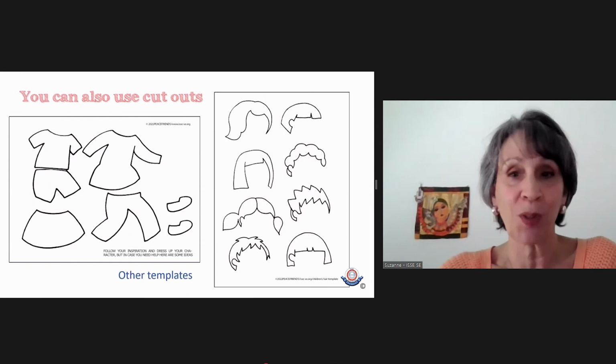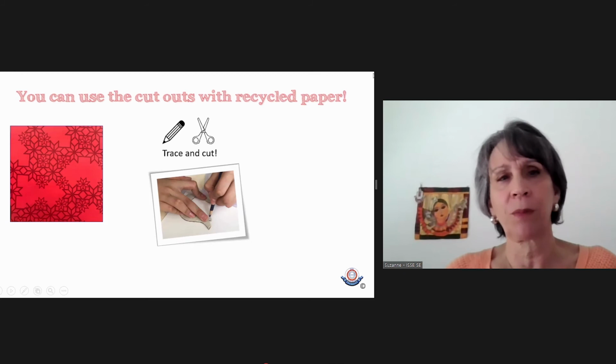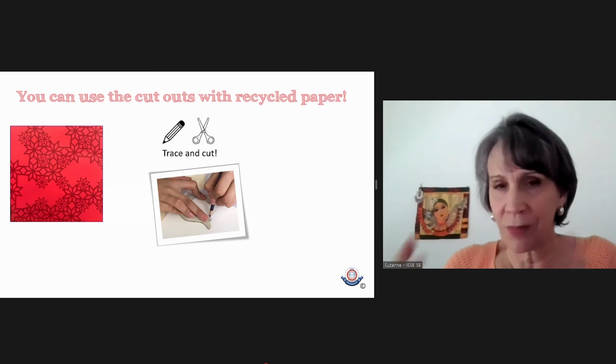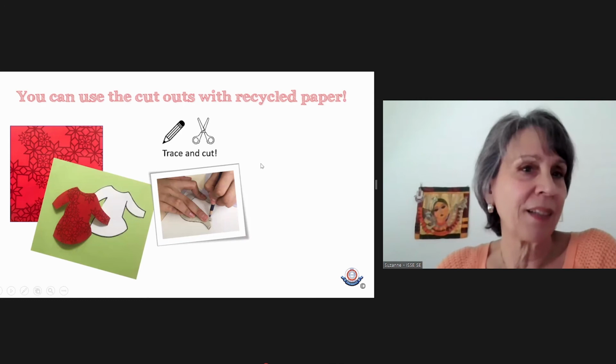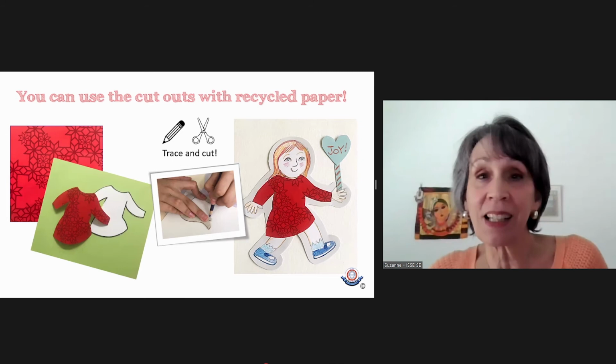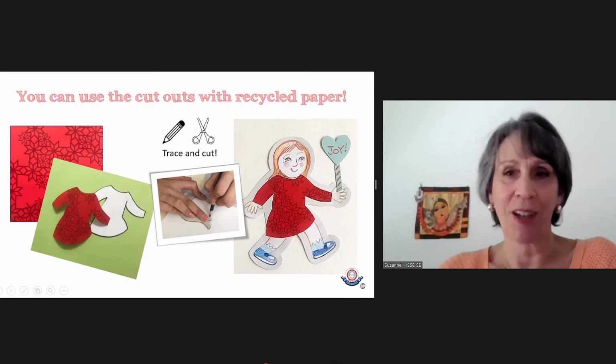And we can also use recycled paper. For example, let's say you have some Christmas wrapping that you like very much that you set aside and didn't throw out. You can use the templates or, of course, also according to your own fantasy, trace the template on the paper. And then there it is, our character with a beautiful red dress. And here she is. So as you see, this character is carrying a sign with a human value, joy.